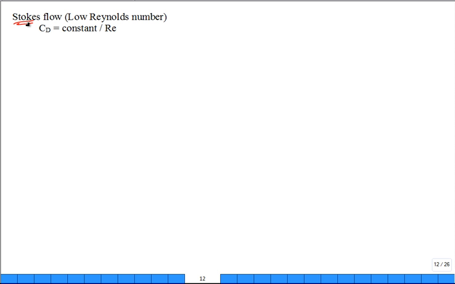Well, for low Reynolds number flow, the drag coefficient is a constant divided by the Reynolds number. It's just like in another application. What application did we have the friction coefficient, the Fanning friction factor, f? Laminar. The friction factor is 64 over Reynolds number. It's laminar flow in pipes, right? But here we have very low flow.